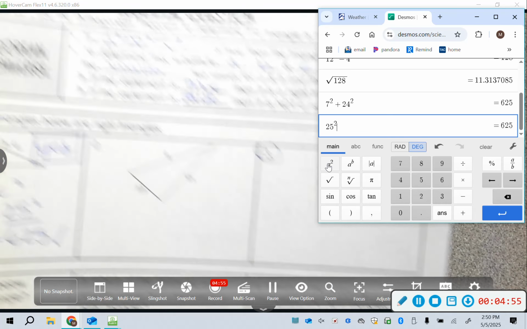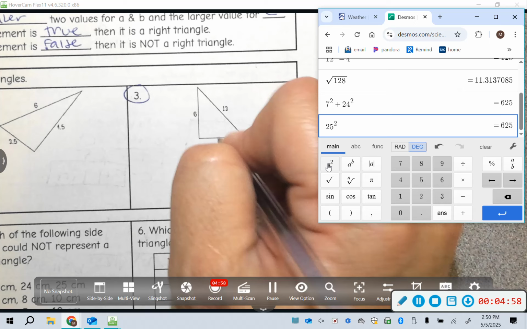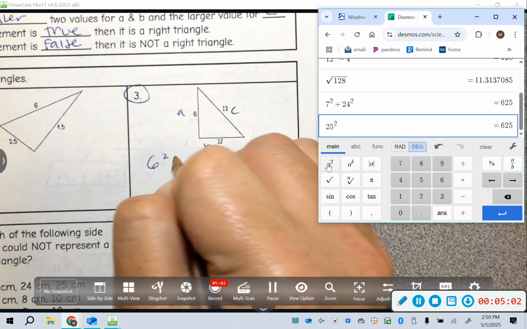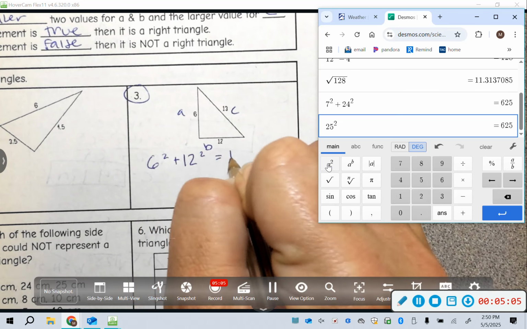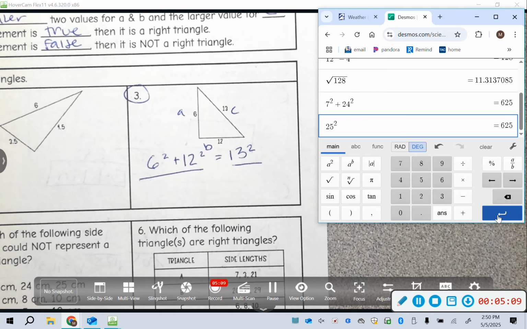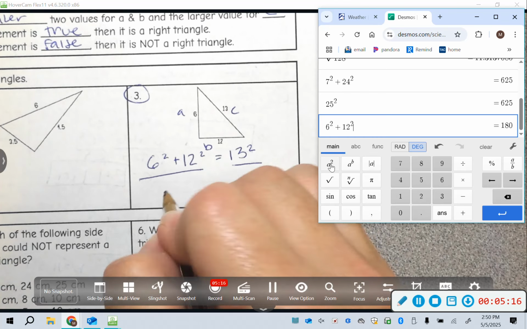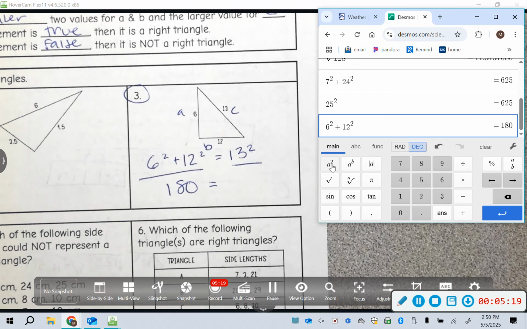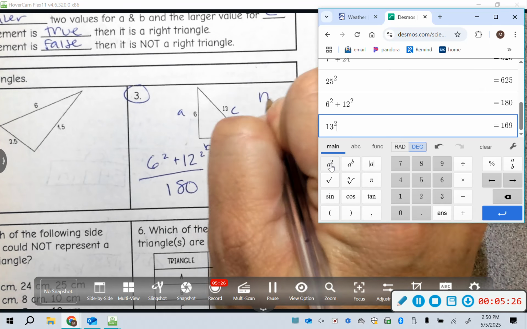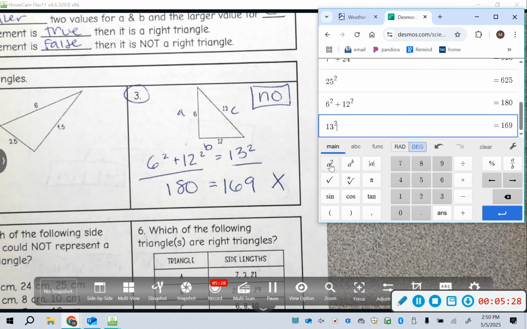Okay, let's look at number 3. So here we'll say this is our A, B, C. So A squared plus B squared equals C squared. Again, we're going to type this in and this in. So we get 6 squared plus 12 squared is 180, equals, I'm going to type 13 squared, and I get 169. These are not equal, so no, this is not a right triangle.